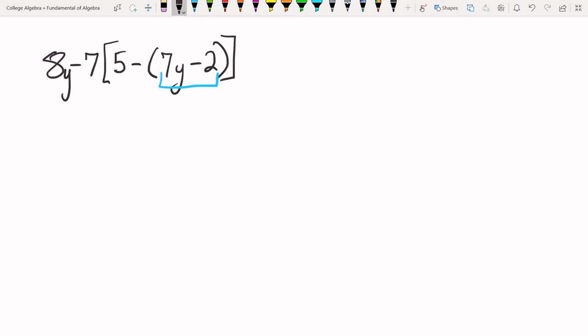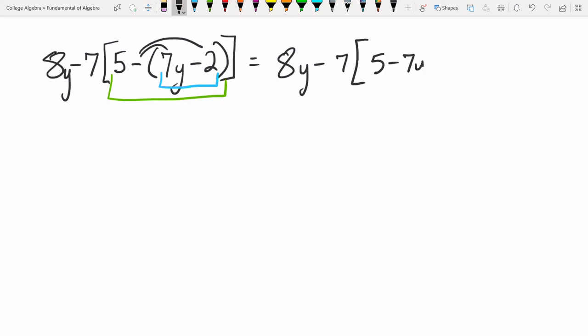So I'm going to go on the outside parentheses, so this green thing here. And the first thing I'm going to do here is distribute the negative to get rid of the parentheses. It gives me 8y minus 7, 5 minus 7y. Negative times 7y is negative 7y. And negative times negative is a positive 2.